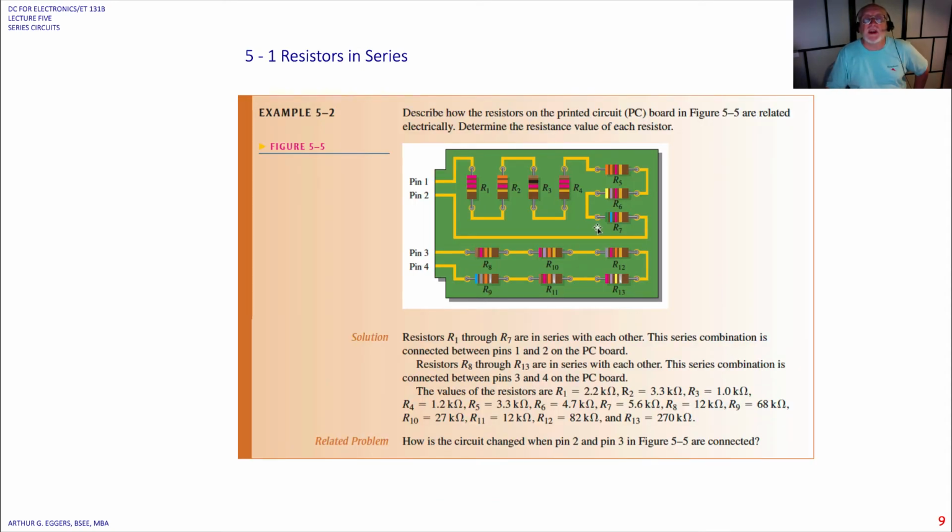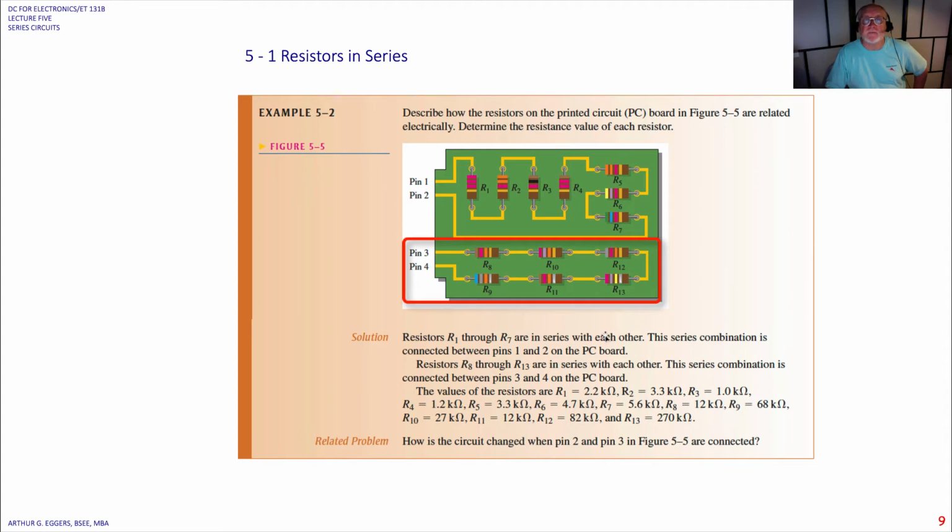So we can see here on this board, which is actually a printed circuit board, you can see how each of the resistors, although they're laid out in this configuration, when you connect the runs together on the board, you can see that it does, in fact, on the top here, form a series circuit from pin 1 to 2 and a series circuit from pin 3 to 4 on the bottom here.